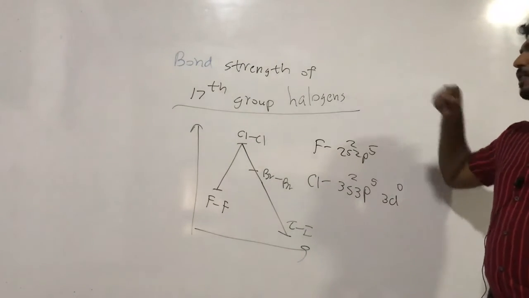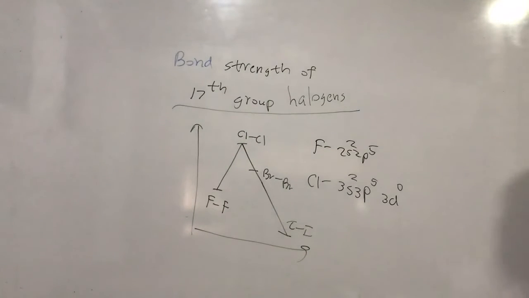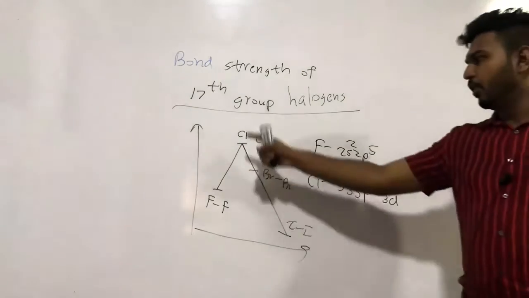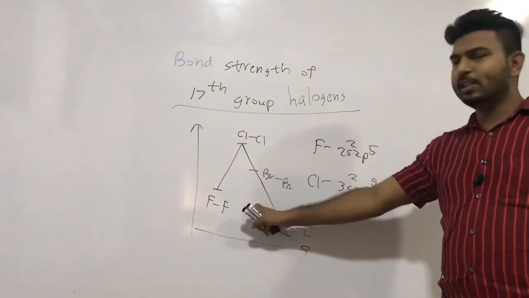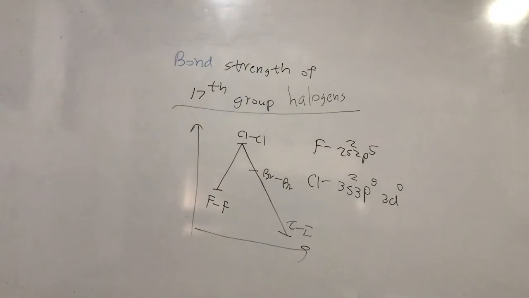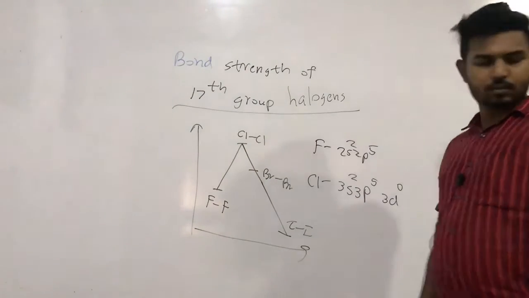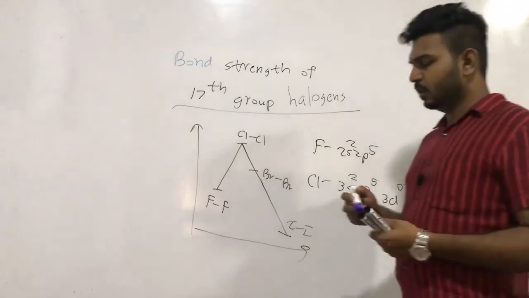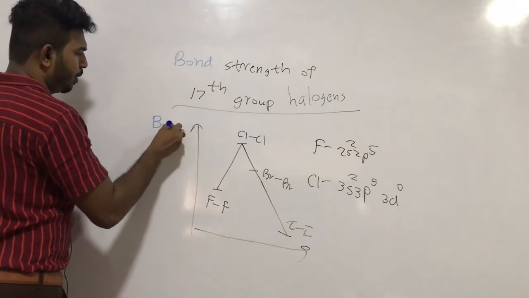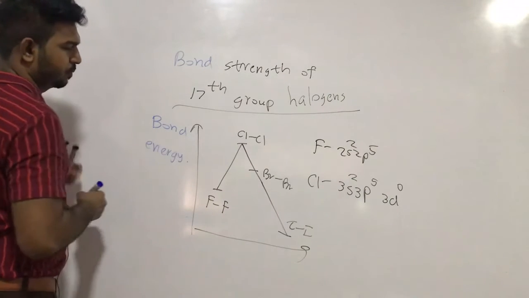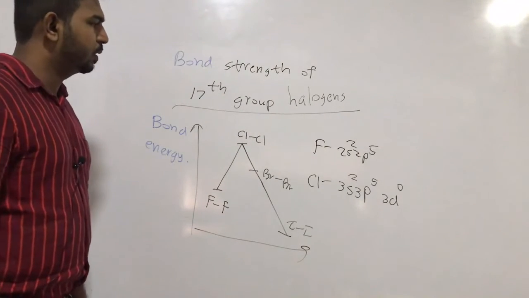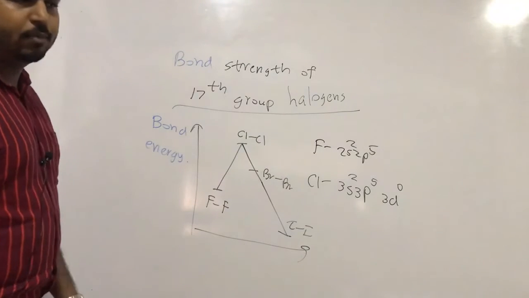So put a topic, bond strength of 17 group halogens, and quickly draw this graph. Y-axis is bond energy.